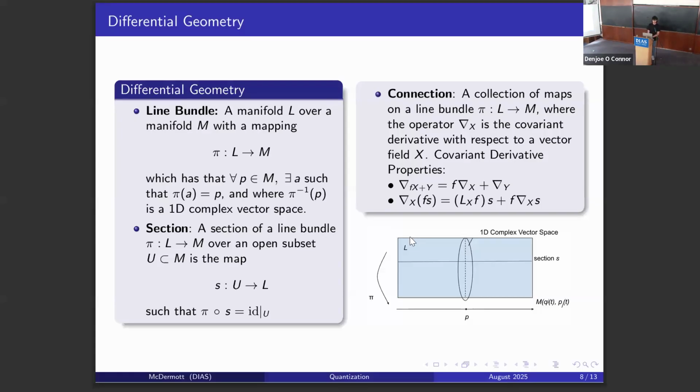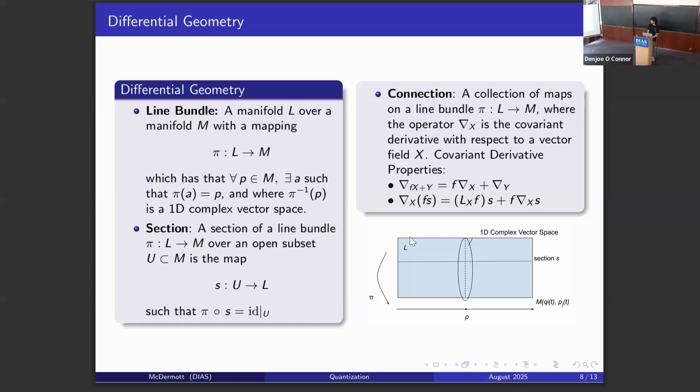Similar to this, we have a line bundle, where we have some manifold L above our original base manifold M with a mapping pi, which brings us from our line bundle to our base manifold. For every p on our manifold, there has to be a mapping from all points a on our line bundle. This is very similar, except it's not as specific as our tangent bundle, where it's spanned by tangent vectors. It's just some other manifold above our base manifold. But it comes with sections, which are a mapping from a subset of our base manifold back to our line bundle, such that the composition of our projection and some section gives an identity on our base manifold.